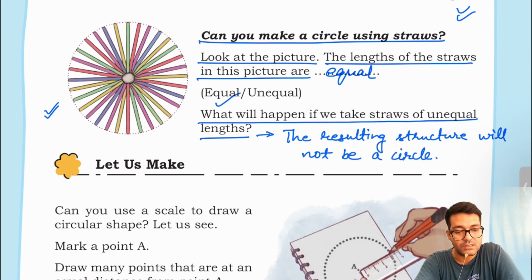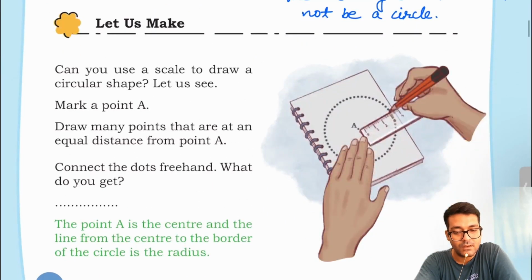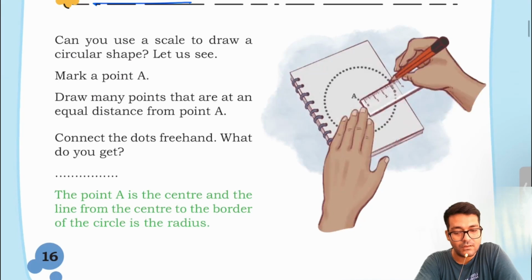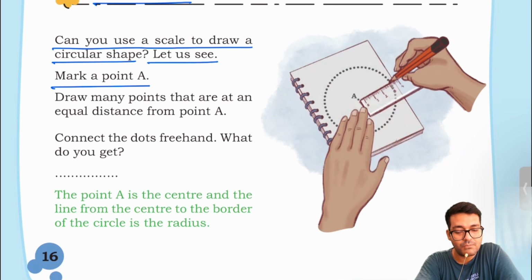The resulting structure will not be a circle. Let us make one. Can you use a scale to draw a circular shape? Let us see. Mark a point A, like this.